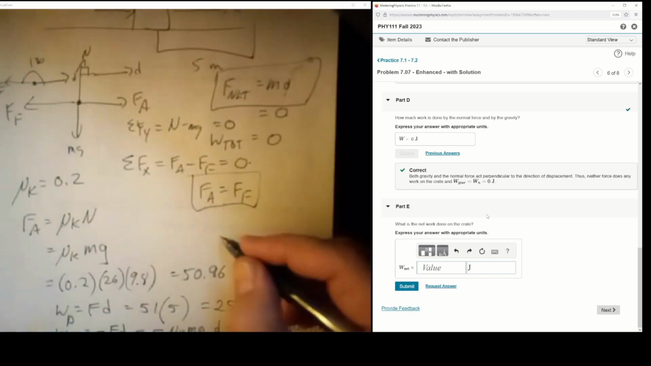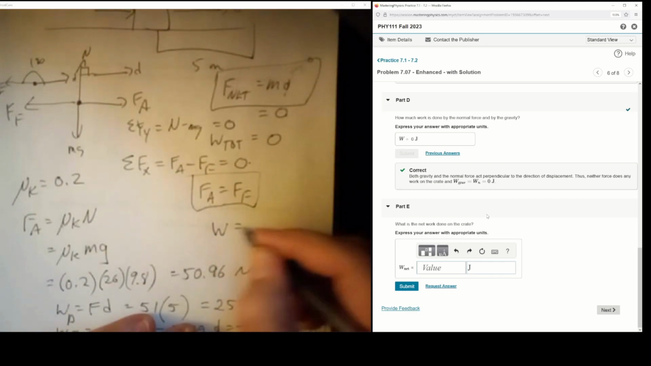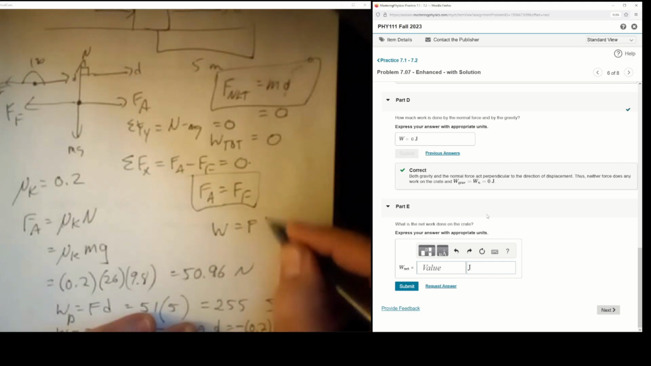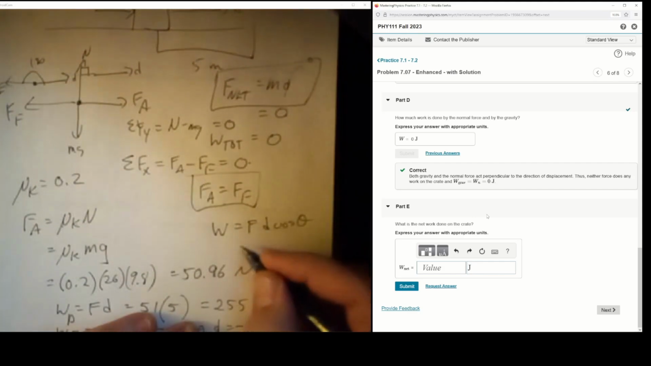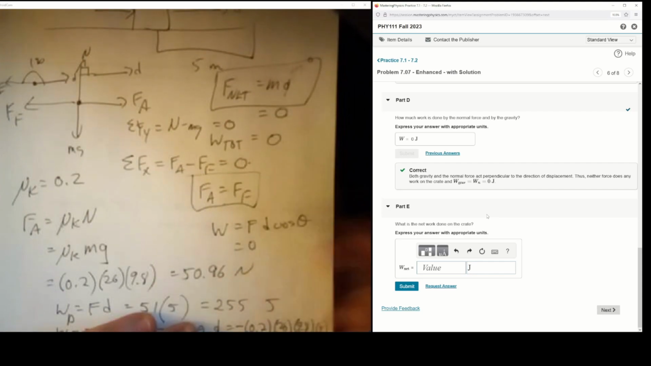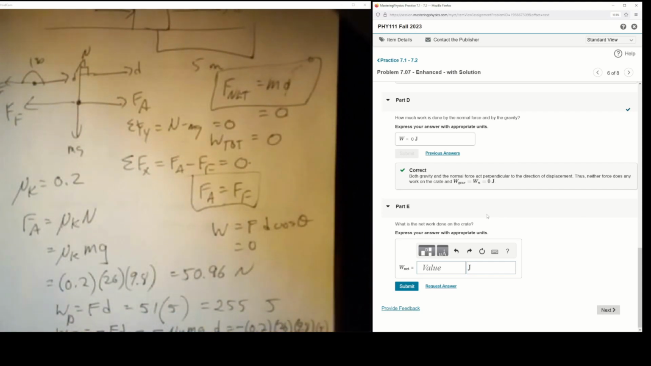And so when we look at the work equation, and if we plug in net force, well, if net force is 0, then so is everything else. Because all these other numbers times 0 is going to get you 0. So the actual net work is 0.